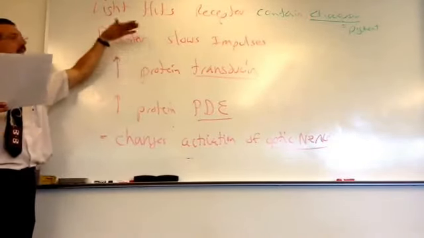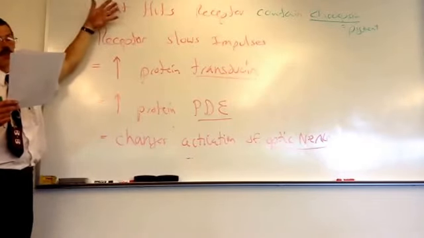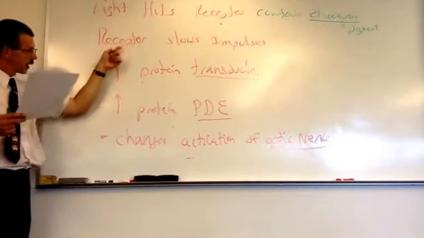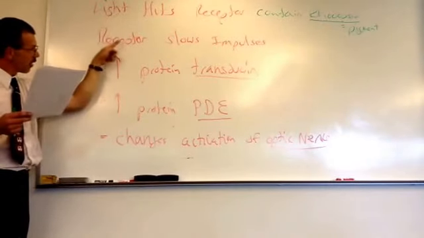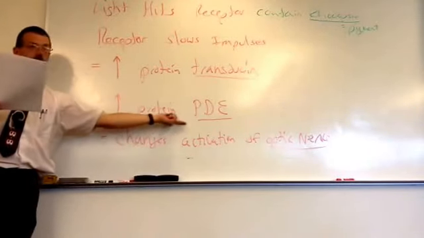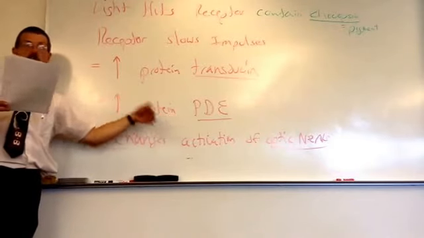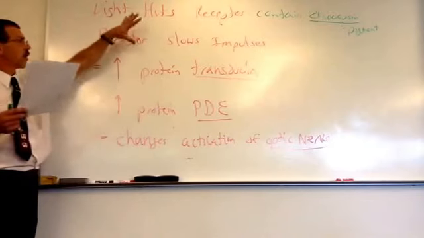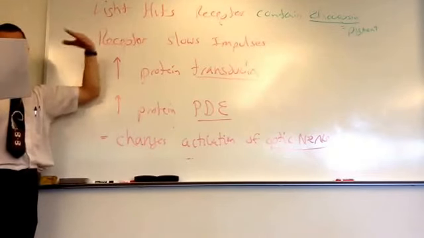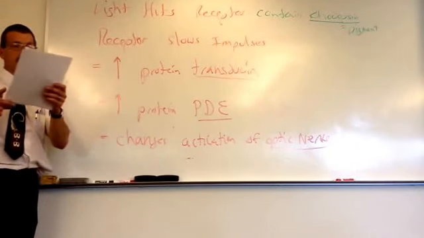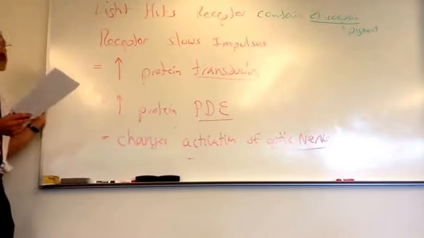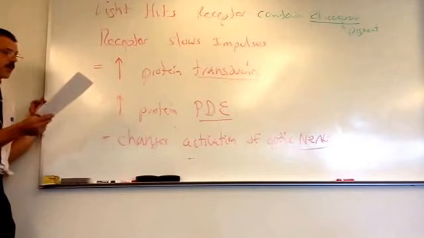So what's going to happen to PDE when my rhodopsin is turning off my neurons? Increase. If I turn these off, this goes on. So my PDE level should go up. I should be turning on my PDE by turning off my eye. So rhodopsin's going down, the PDE is going up.